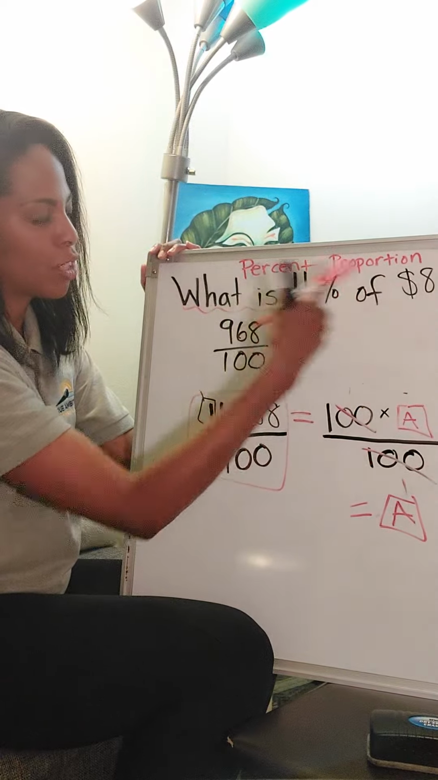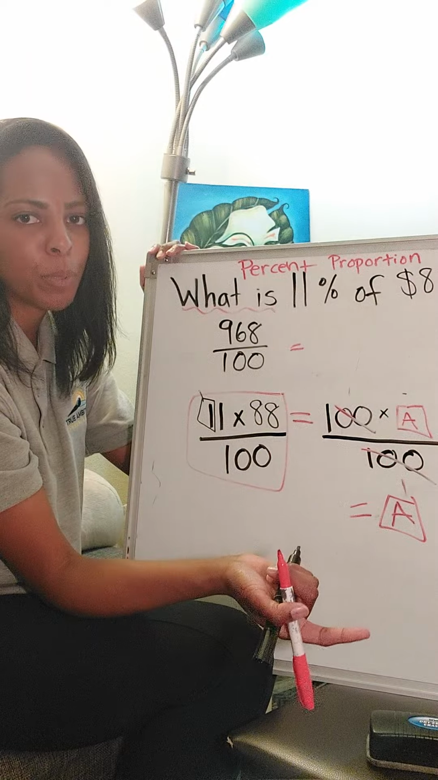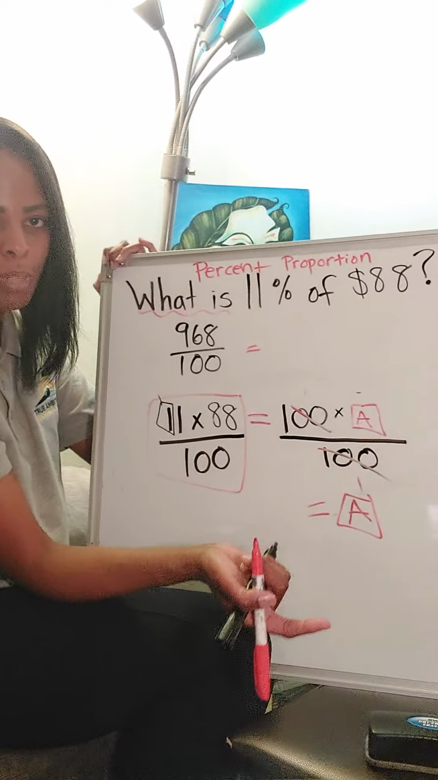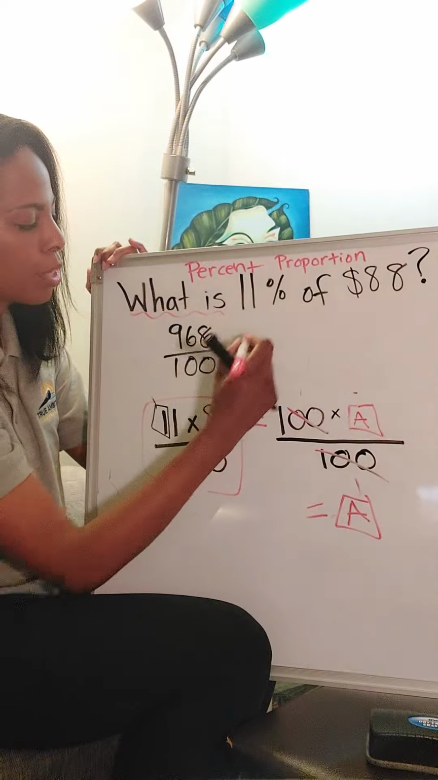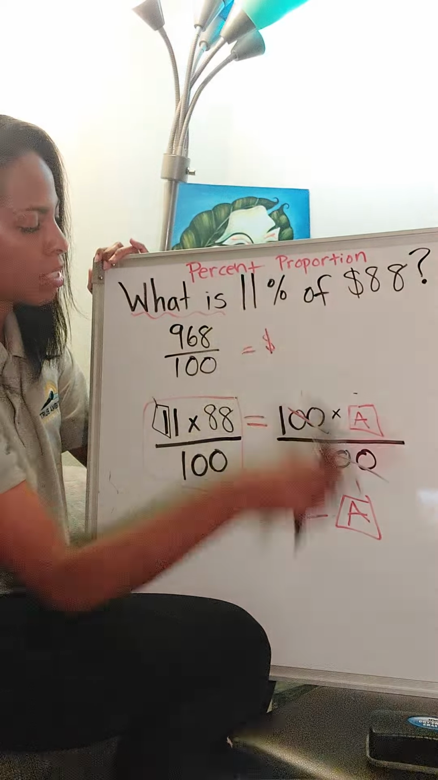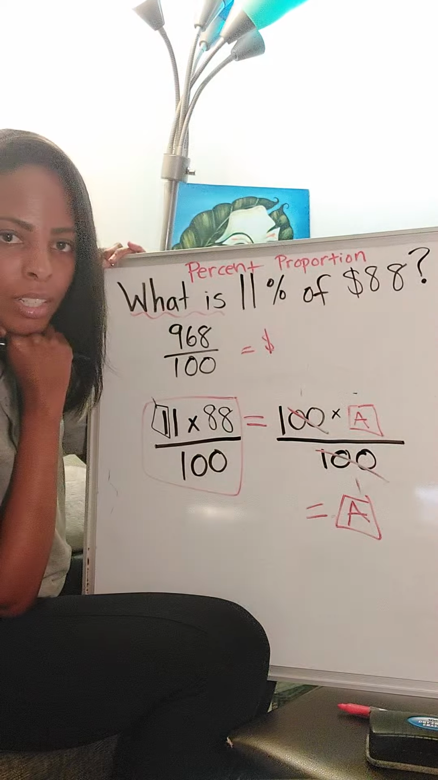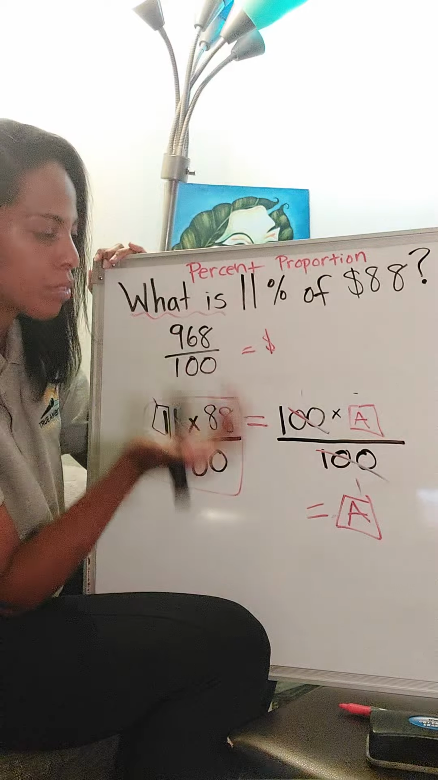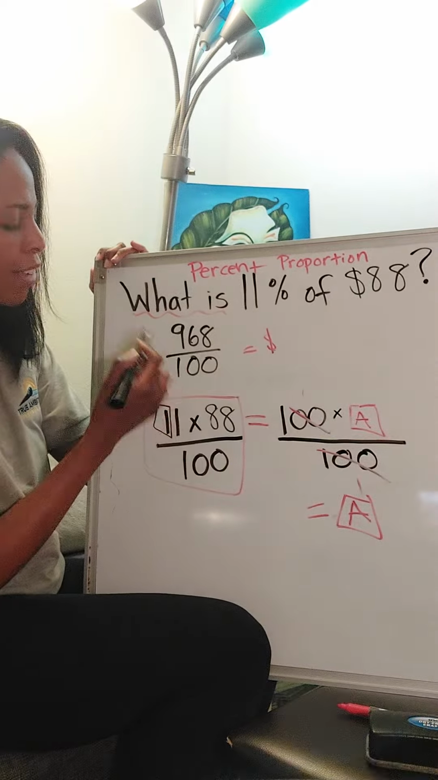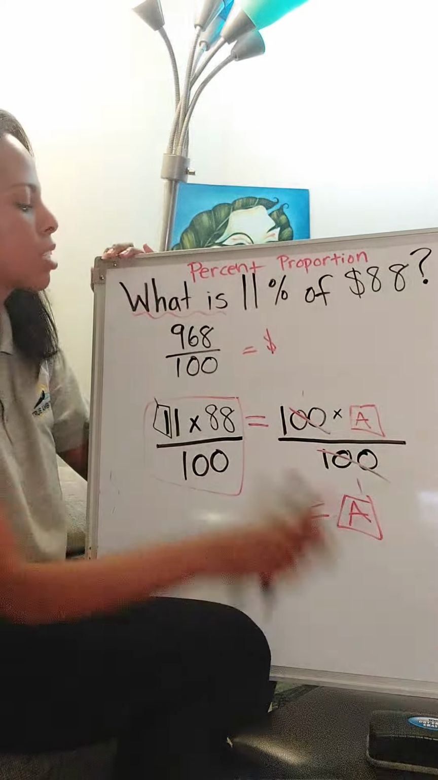What is this? How much money is 11% of $88? How much money is that? Okay, so in order to write this in terms of currency, money, I have to know a trick. Here we go with the tricks.